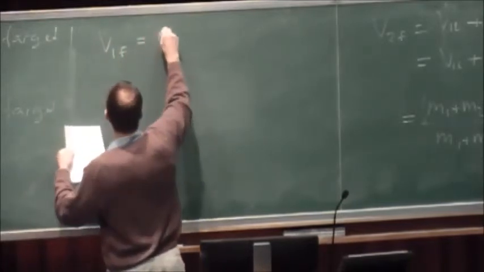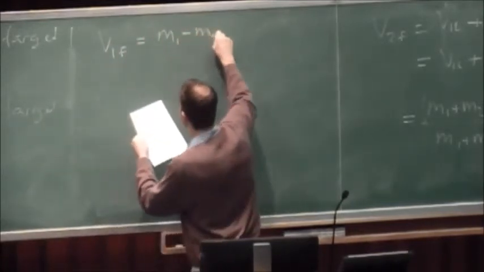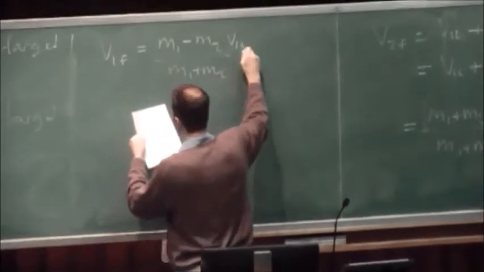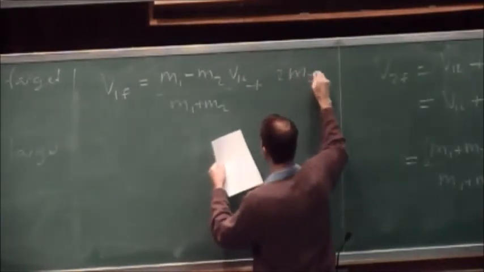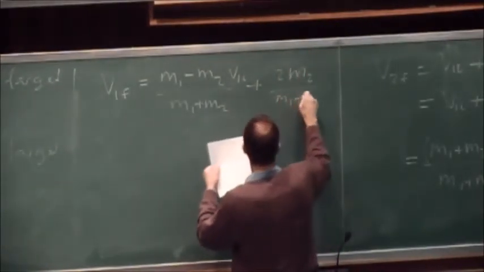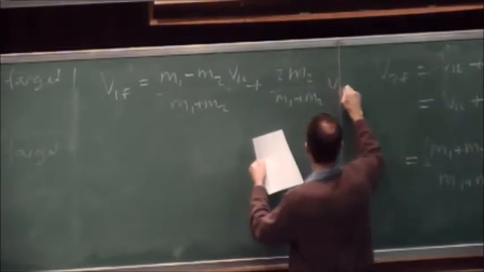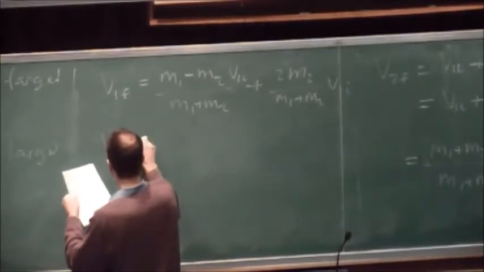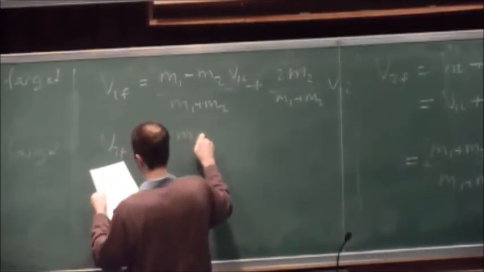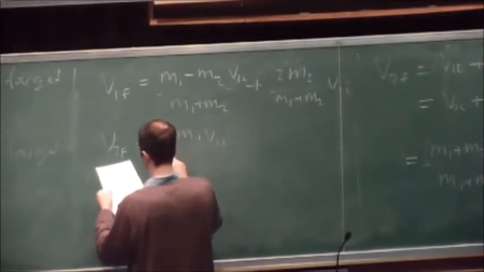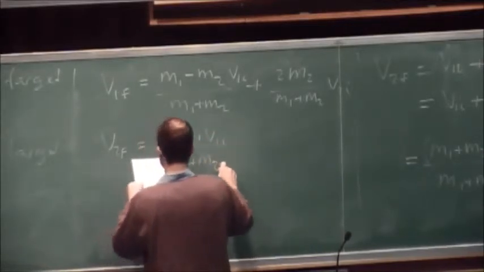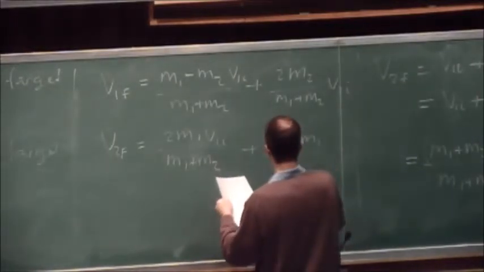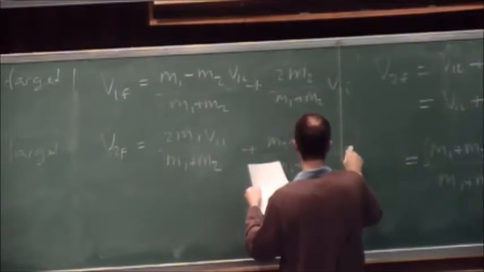V1 final is equal to (M1 minus M2) V1 initial all over (M1 plus M2), plus 2 M2 all over (M1 plus M2) V2 initial. And V2 final is equal to 2 M1 V1 initial all over (M1 plus M2), plus (M2 minus M1) all over (M1 plus M2) V2 initial.